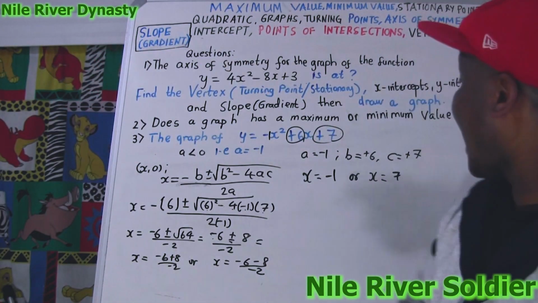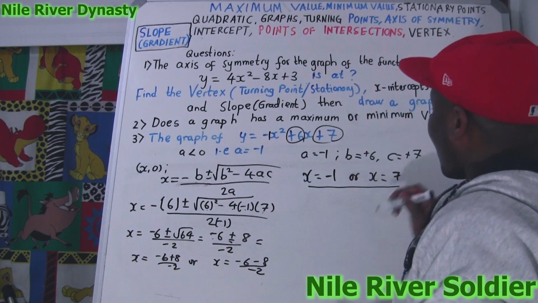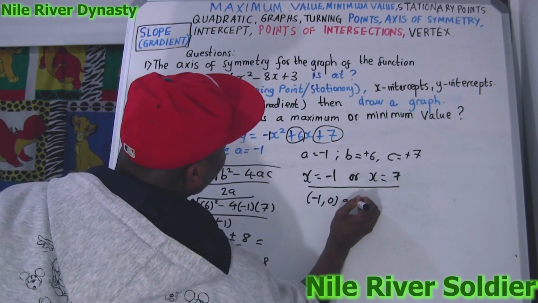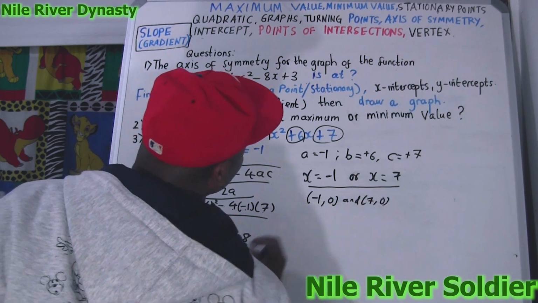Okay, so this is what we got. So this is an x-intercept. In other words, you can say when x equals -1, y equals 0, and when x equals 7, y equals 0. So we got the x-intercepts.